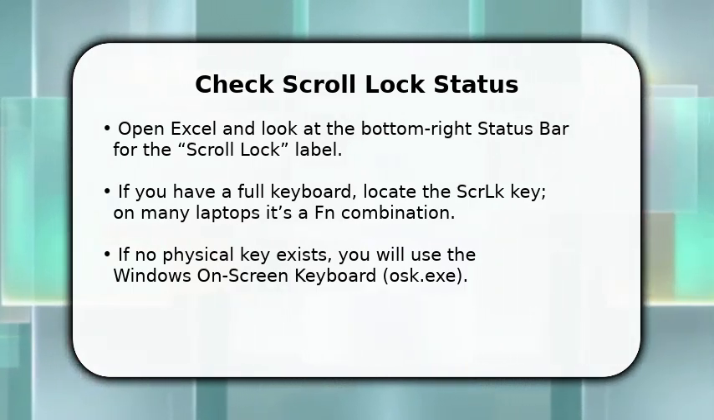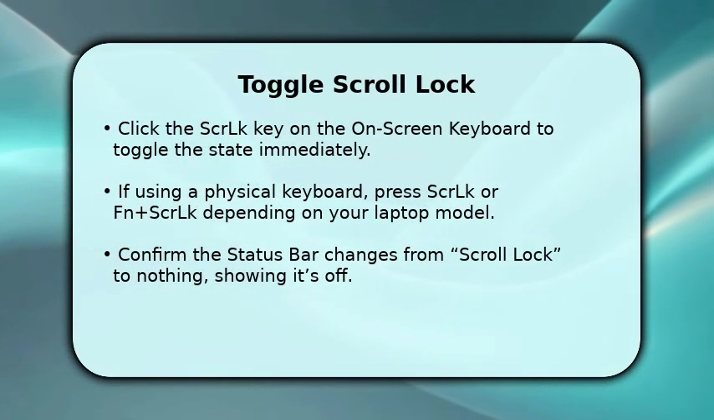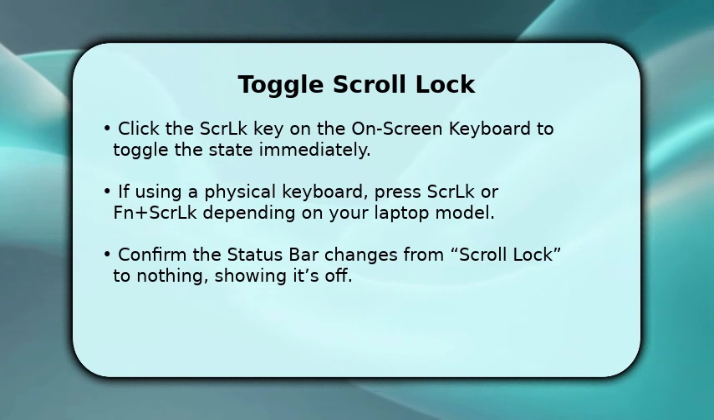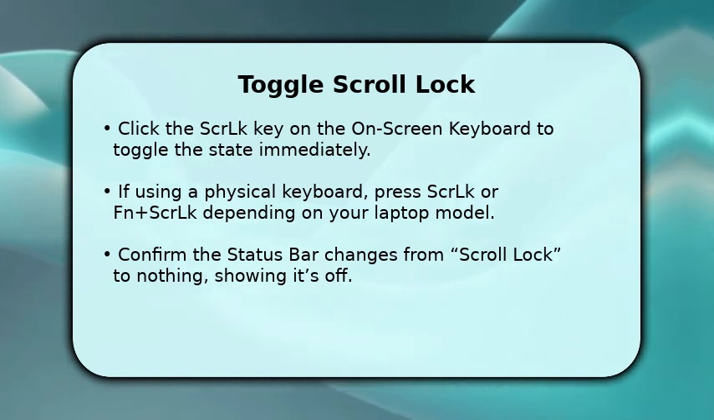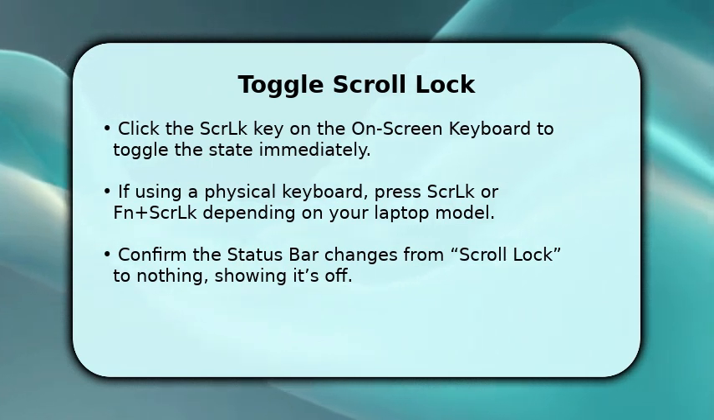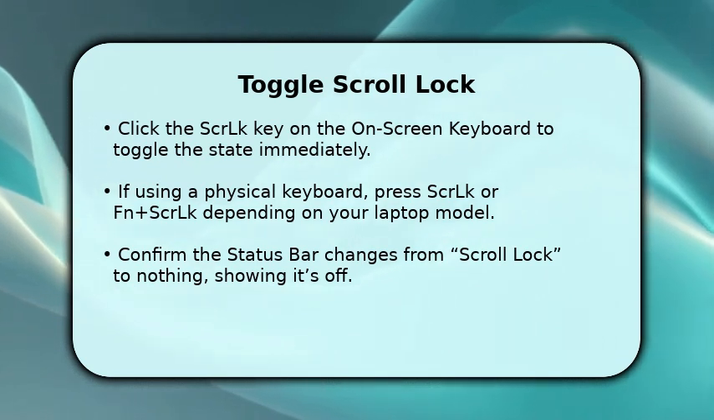Once the on-screen keyboard is visible, click the SCR/LK button once. You'll hear or see it depress, and Windows will toggle the scroll lock state. If you prefer the physical keyboard and your laptop maps SCR/LK to an FN combo, press FN plus SCR/LK one time. Make sure to hold FN only if required.